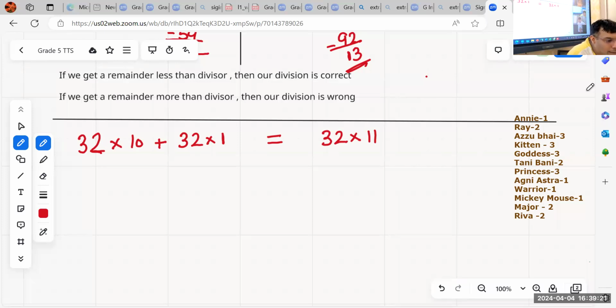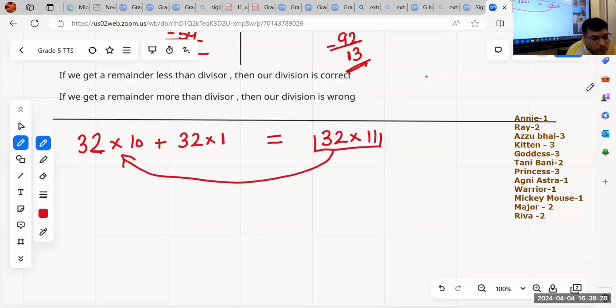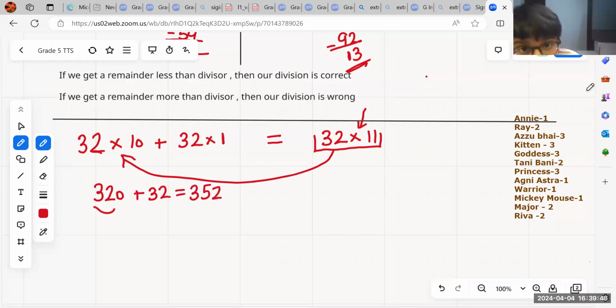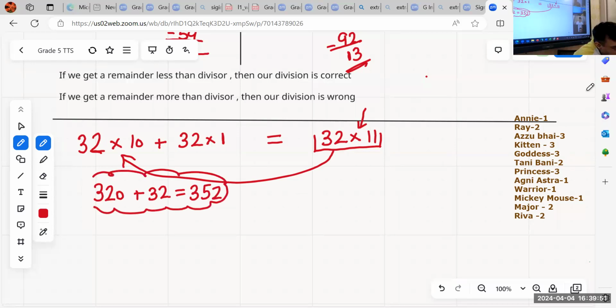So 32 into 11. Now, if I give you 32 into 11, can you write them as 32 into 10 plus 32 into 1? Yes, sir. Can you write that like that? Yes, sir. So what is the advantage? If I tell you to multiply this, you can do in your mind 320 plus 32 will give you 352. This calculation you can do in your mind. Yes or no, kids? Yes, sir.